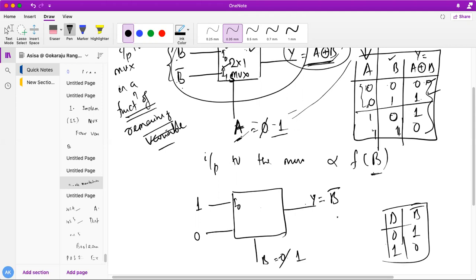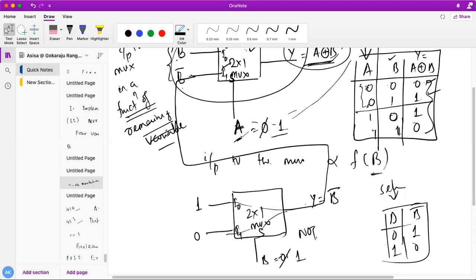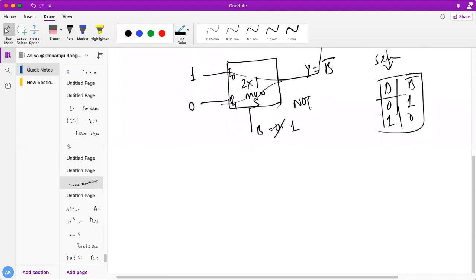So this is the concept, nothing else. So what I have used, I have connected this as a select line. If I select 0, 1 will go as output. If I select 1, 0 will go as output. So this will act like it. This 2 cross 1 mux is now going to act like a NOT gate. Okay, so this output is going to be connected over here. Finally, my design for the XOR gate is nothing else.